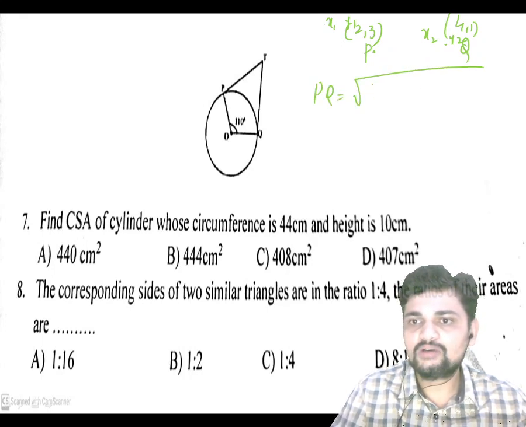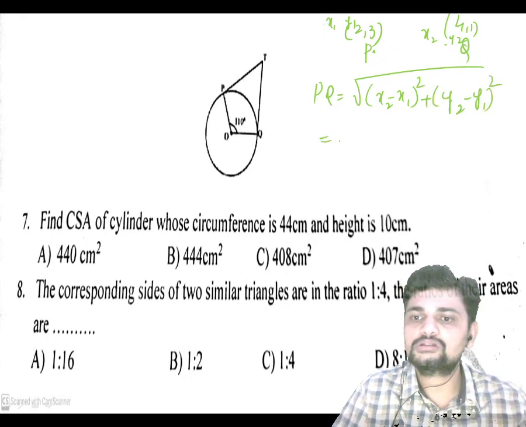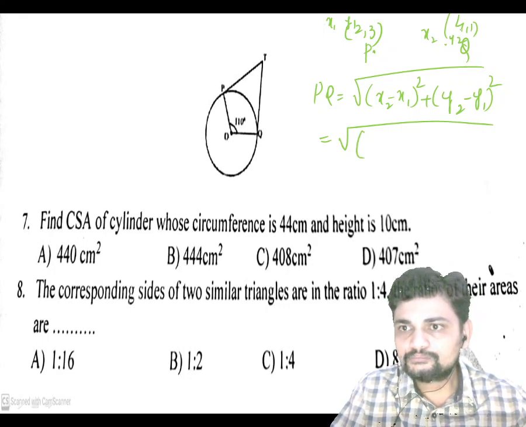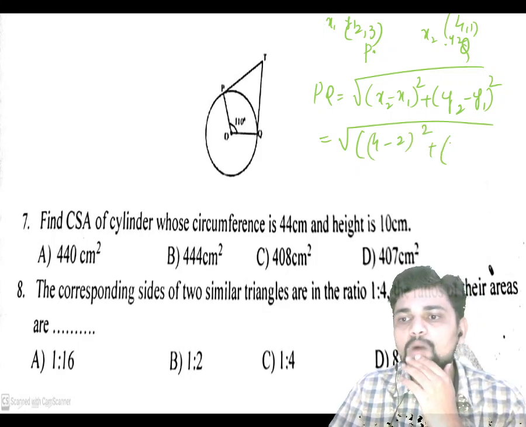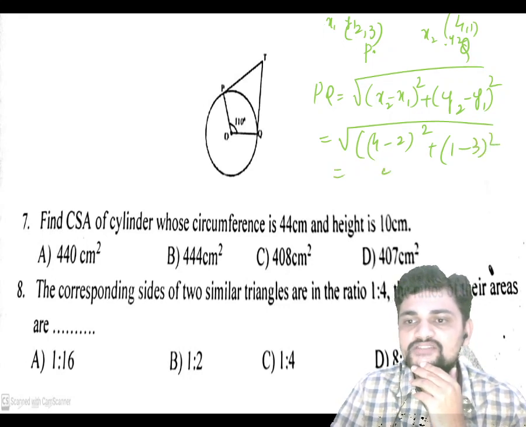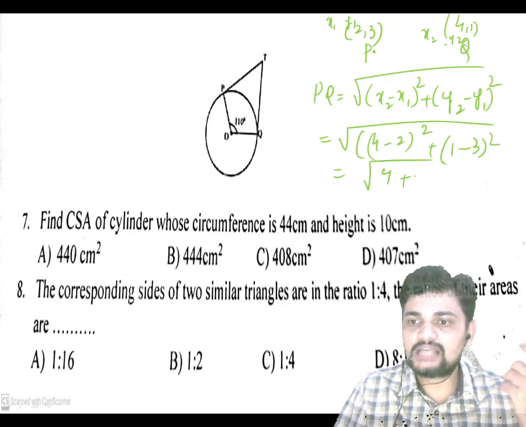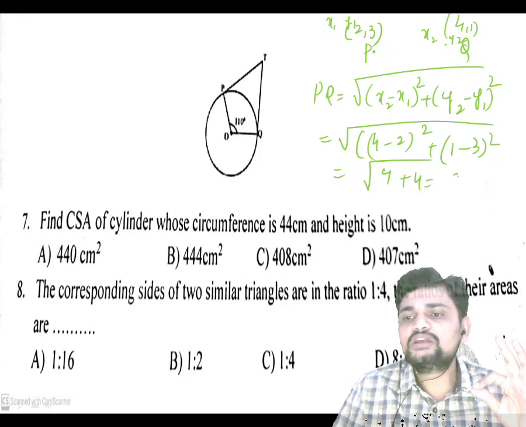So distance formula is given by the square root of (x2 minus x1) whole square plus (y2 minus y1) the whole square. All you need to do is substitute the values and carefully do the calculation. x2 is 4, x1 is 2, plus y2 is 1 and y1 is 3. So 4 minus 2 is 2, 2 square is 4, 1 minus 3 is minus 2, minus 2 whole square is again plus 4. So 4 plus 4 is 8.